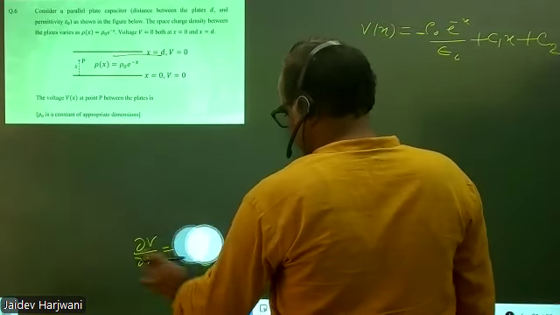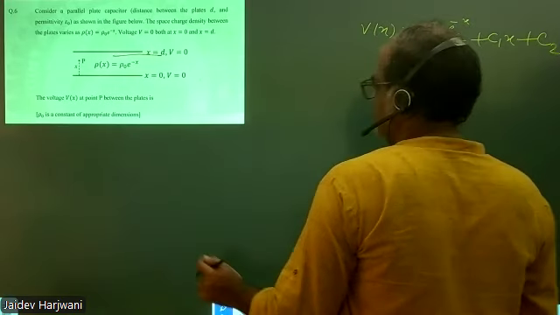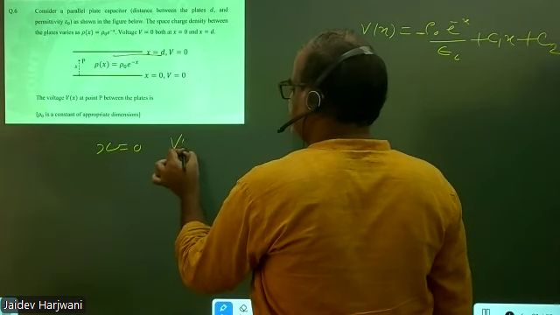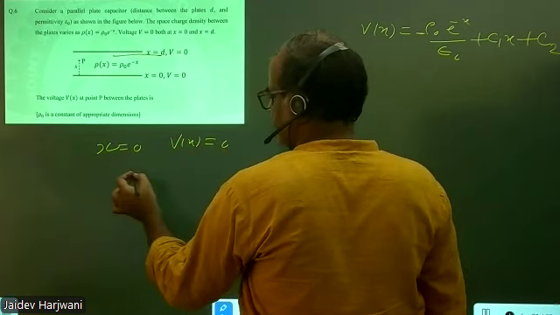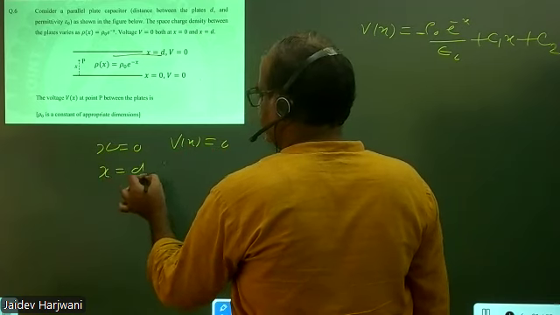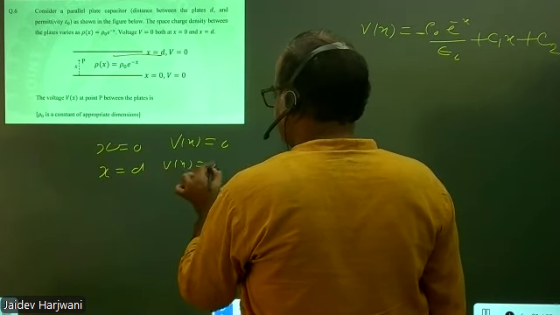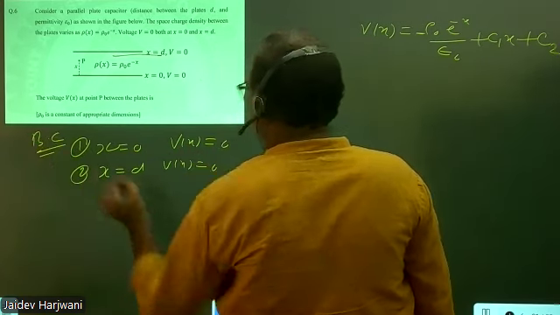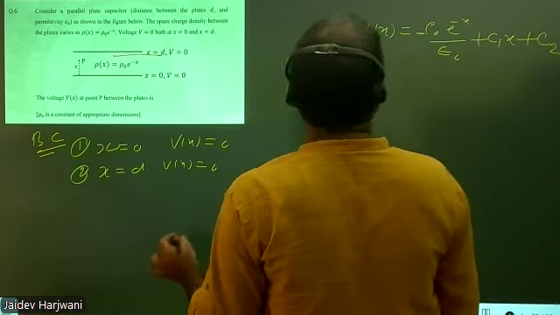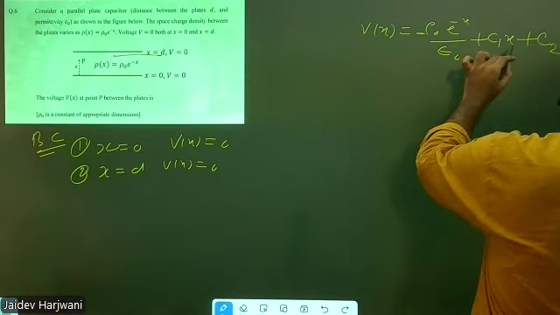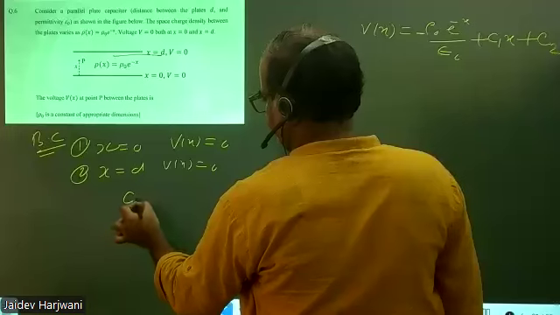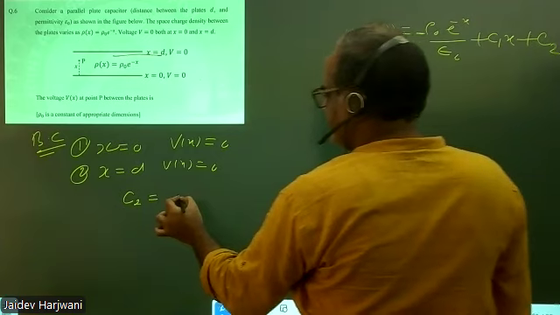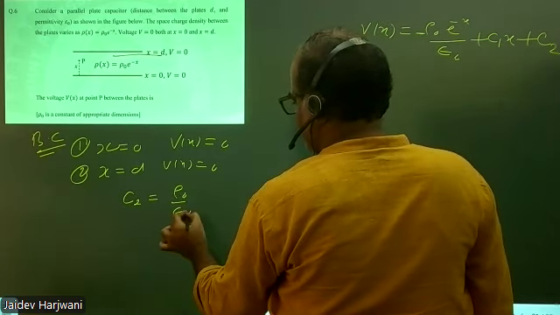So let me calculate V(x) now. The boundary condition says at x equal to 0, V(x) is 0. There are two boundary conditions: x equal to d also, V(x) is 0. So use these two boundary conditions and solve V(x). If I put x equal to 0 here, this becomes 1, so C2 will become rho naught upon epsilon naught.